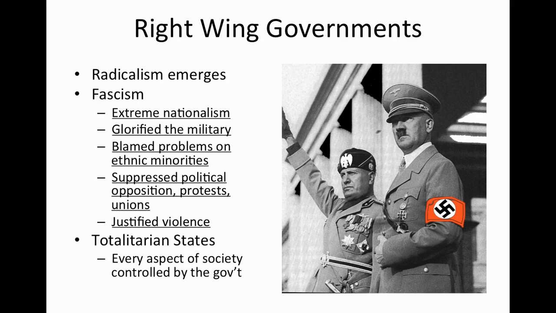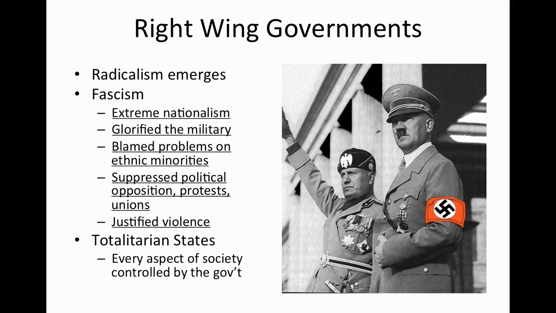And so, in return for perhaps glory and prosperity, you give up some of your rights. Freedom of speech, for example. Freedom of the press was limited. Hitler burned books.